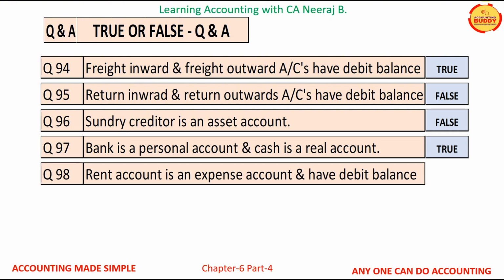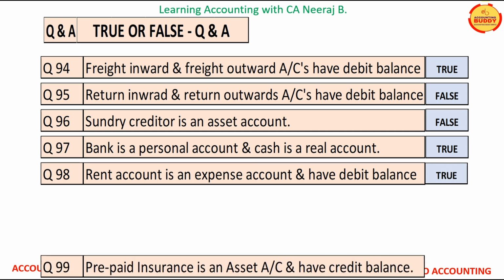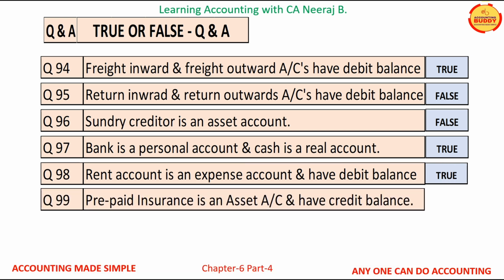Question number 98, rent account is an expense account and have debit balance. This is again a true statement. Question number 99, prepaid insurance is an asset account and have credit balance. This is a false statement. Though prepaid insurance is an asset account, it is always having a debit balance.